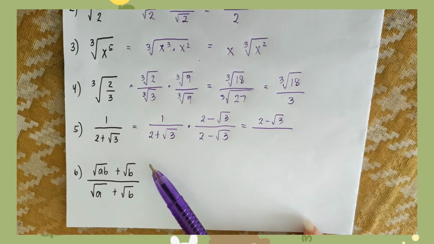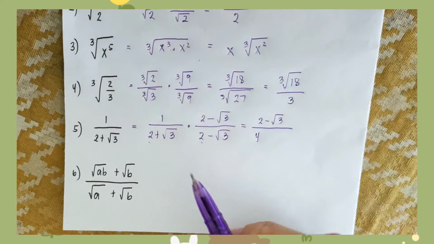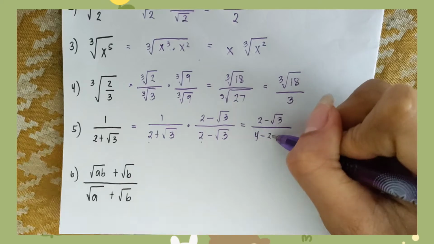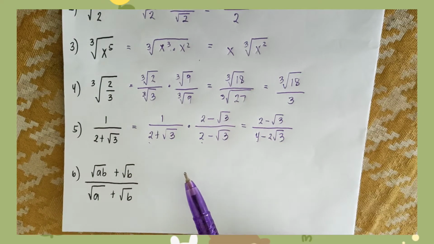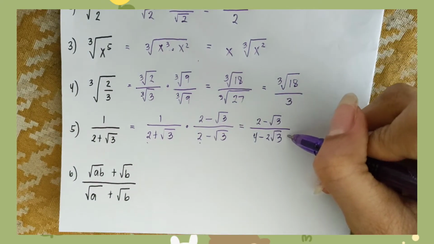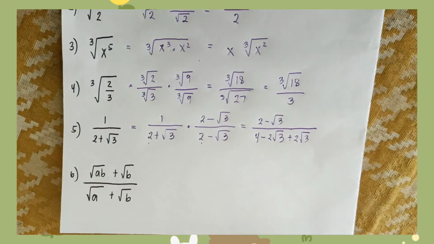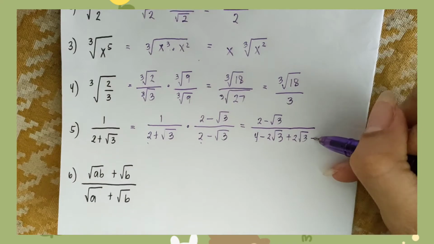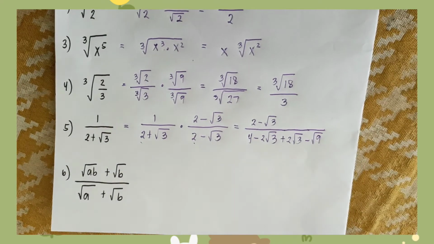So let's compute. 2 minus square root of 3 all over, FOIL method. 2 times 2 is 4. 2 times negative square root of 3, that is negative 2 square root of 3, and then square root of 3 times 2, we have plus 2 square root of 3, and then positive square root of 3 times negative square root of 3, that is negative square root of 9. Combine like terms.